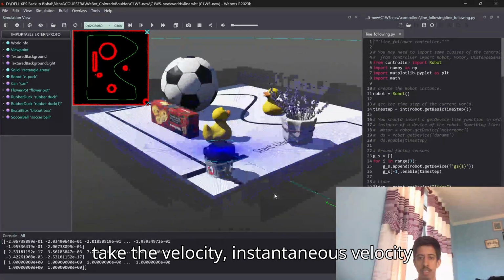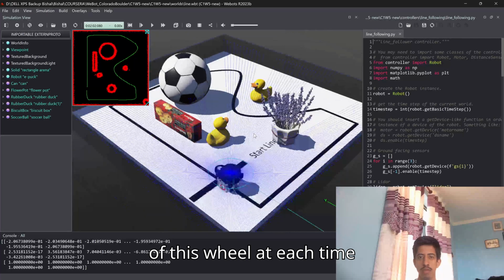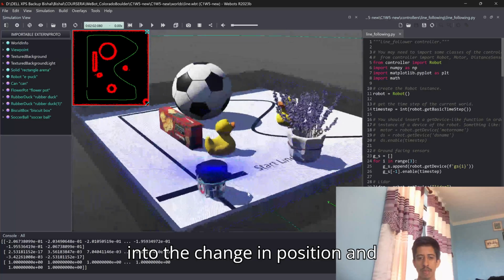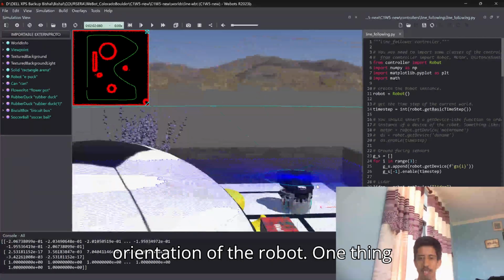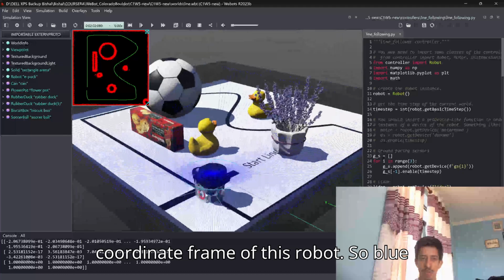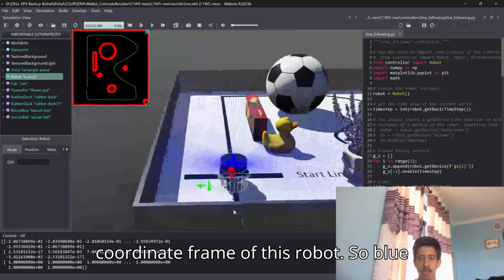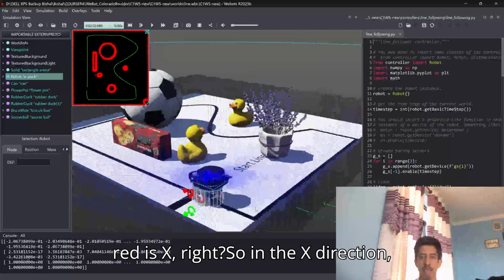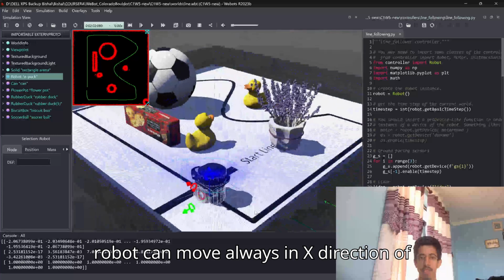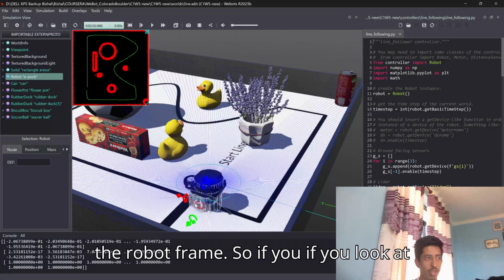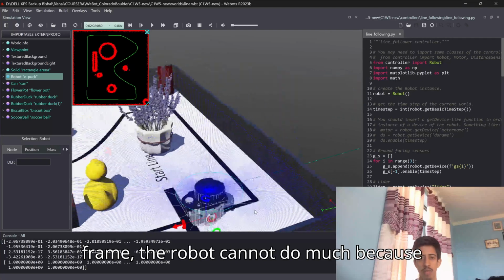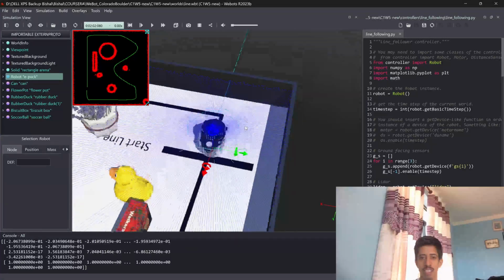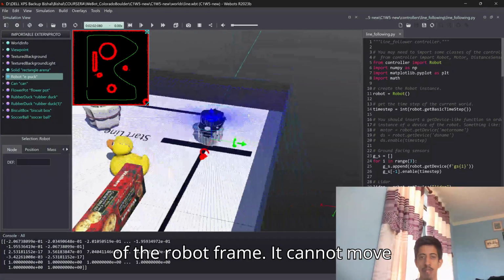Now we need to take the instantaneous velocities of the wheels at each time step and convert that into the change in position and orientation of the robot. One interesting thing: let me turn on the coordinate frame of this robot. Blue is Z, green is Y, and red is X. The robot can always move in the X direction of the robot frame. With respect to the robot frame, the robot cannot do much, because it can only move forward in the X direction. It cannot move towards the Y direction.